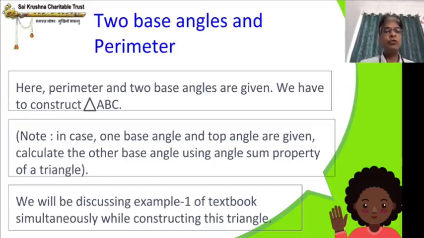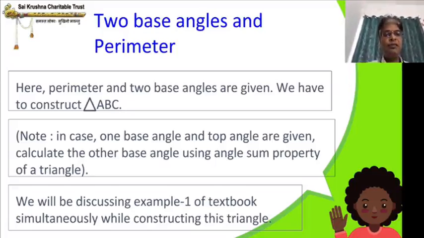We will also see one more example which is not in the textbook, which I have given myself, where one of the angles will be more than 90 degrees, to see whether it is possible. Because in the last two parts we saw that if the angle is more than 90 degrees, there is a limitation, or it is not possible. So we will see example 2 like that. First let us see example 1.